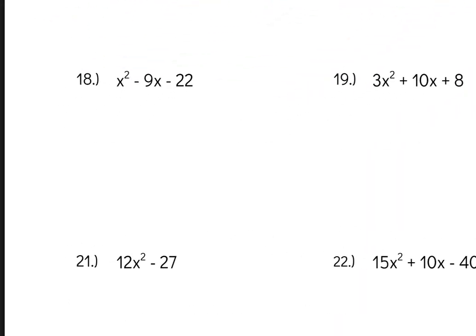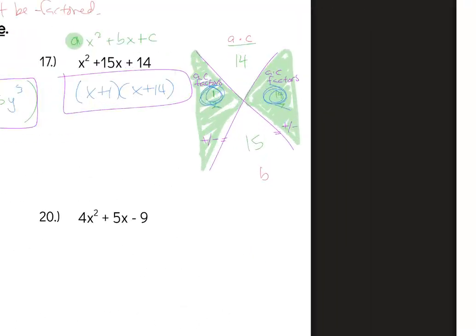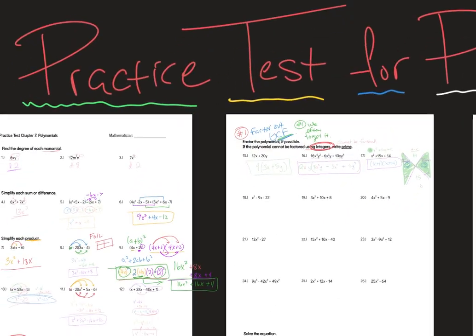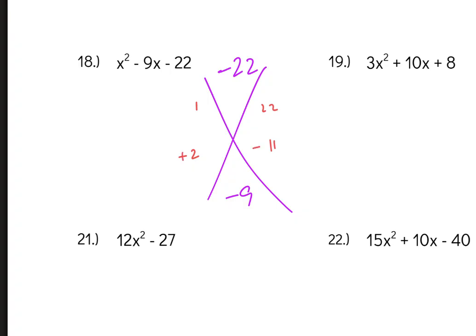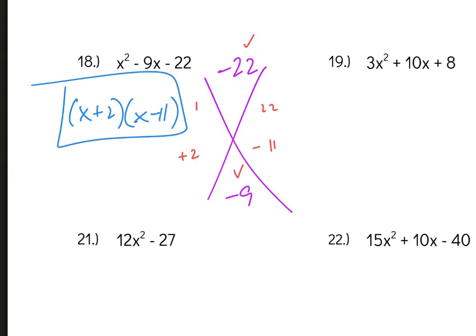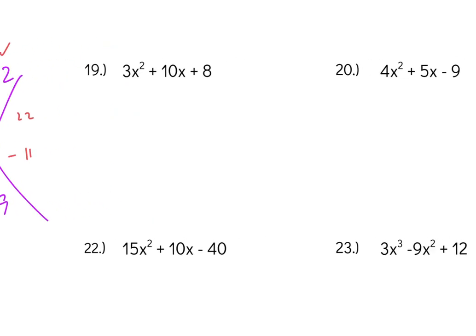Let's keep going. 18. In fact, I'm going to kind of speed up on my explanation part just because I'm pretty sure you do understand that. 18. It's an ax squared plus bx plus c moment. We have negative 22 and negative 9. The factors of 22 are 1 and 22, 2 and 11. If we had positive 2 and negative 11, that would give us negative 9, and we multiply them, we get negative 22. So I can just jump straight to x plus 2, x minus 11. Done. Oh no, A is not 1.